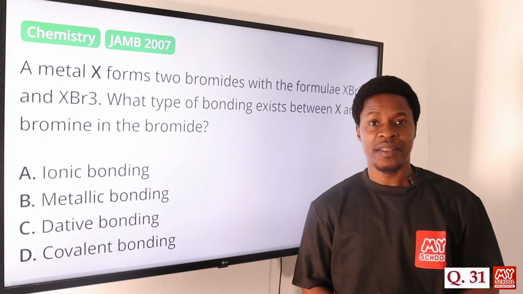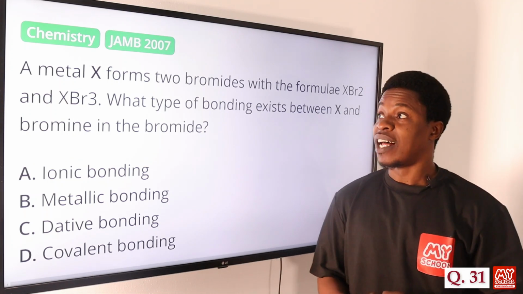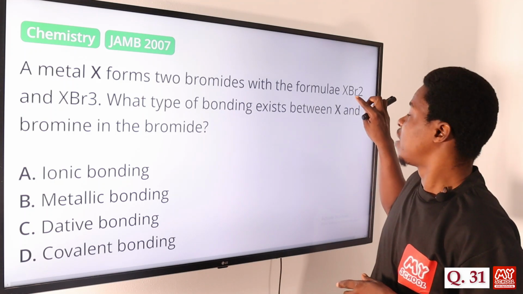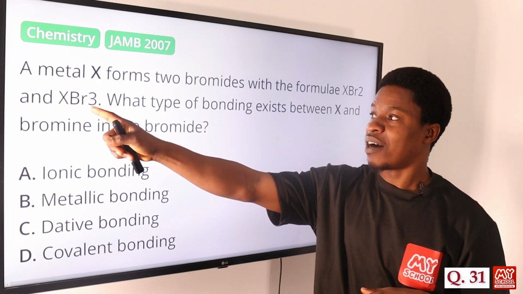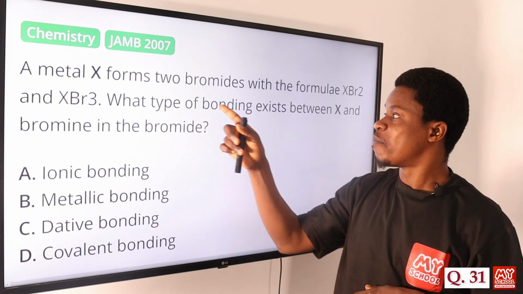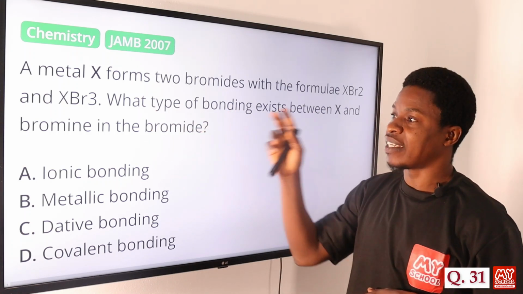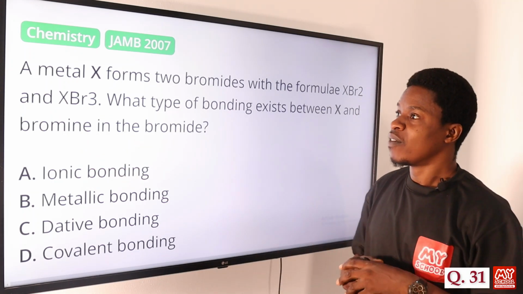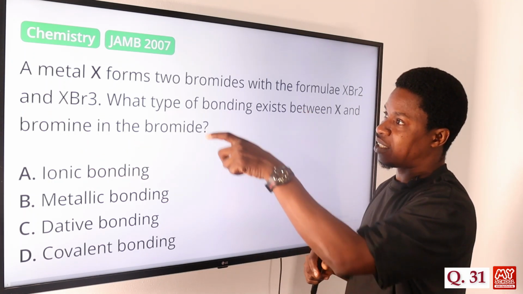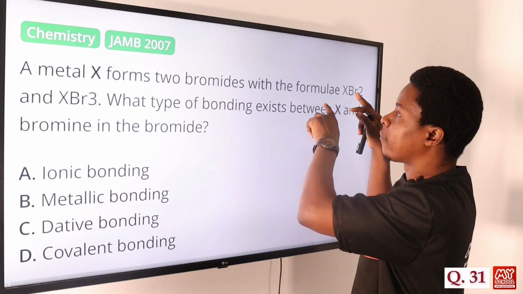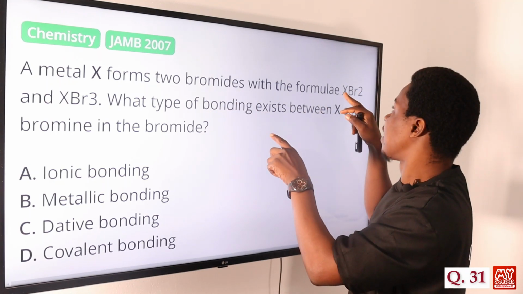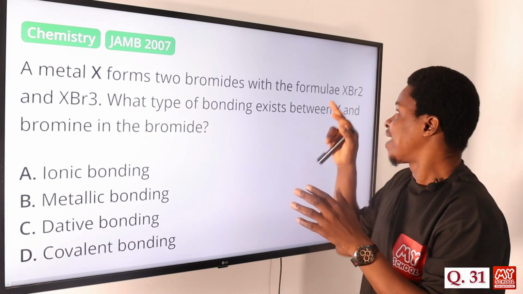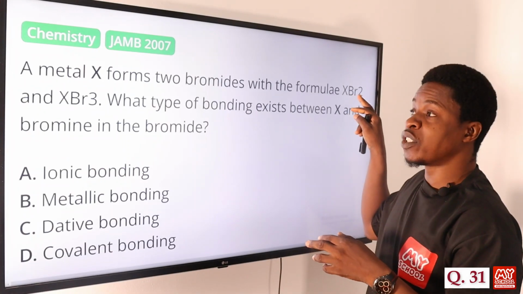Let's move on to question number 31. A metal X forms 2 bromides with the formula XBr2 and XBr3. What type of bonding exists between X and bromine in the bromide? Well, since it's the same element that is able to form 2 bromides, XBr2 and XBr3, what does that simply tell us? The X remains the same, but it is Br that is having 2 and 3.